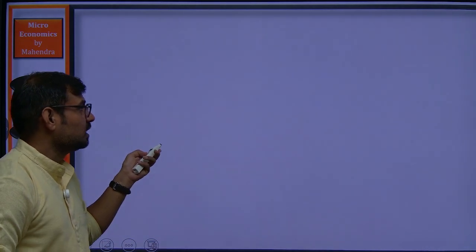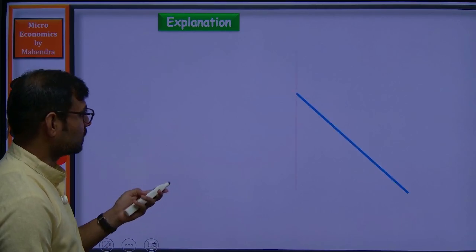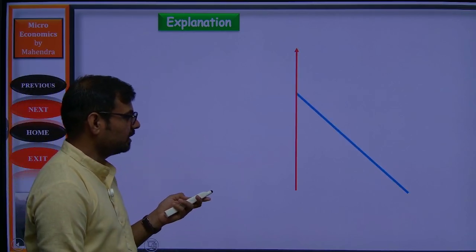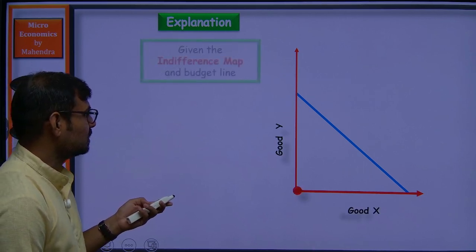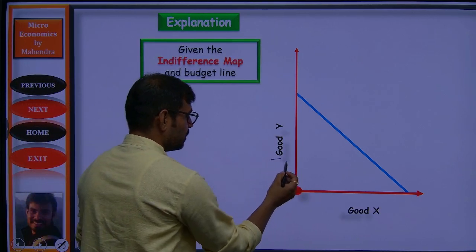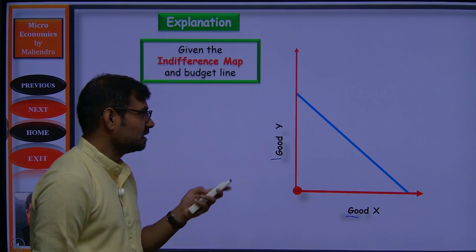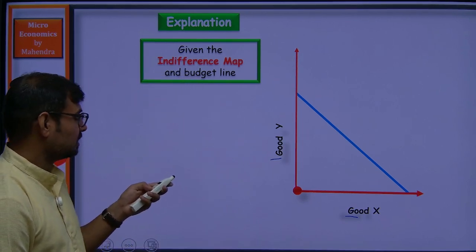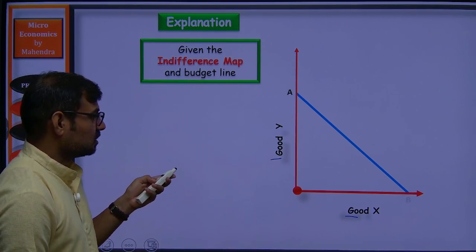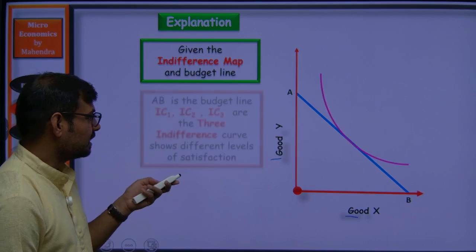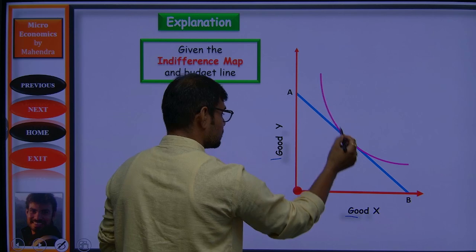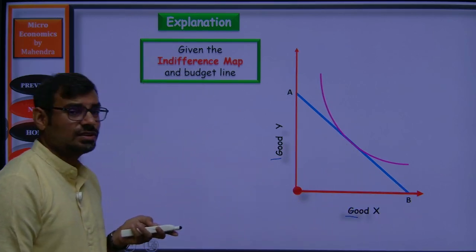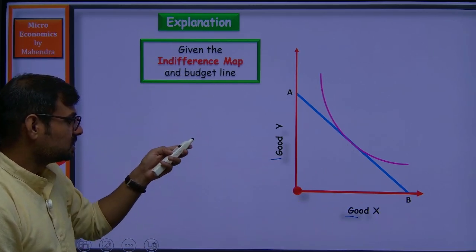Now let us move and see the graph, and in the graph I'll be explaining it very clearly. At the very first, you can see this blue line. This blue line is our budget line. We have got two goods here, good Y on Y axis, good X on X axis. We have got a blue line here, which is the budget line AB. Then we have got a pink line here. It's not a line, it's a curve. So this pink one is your indifference curve. This is one indifference curve.